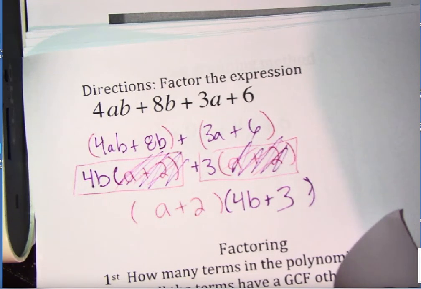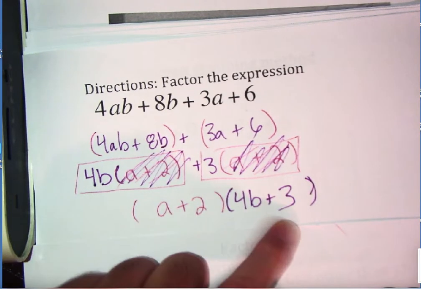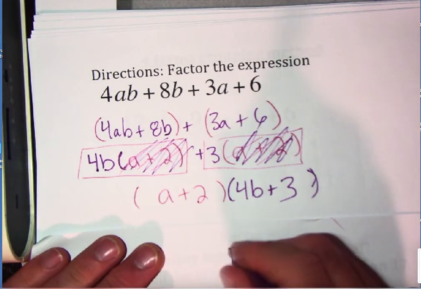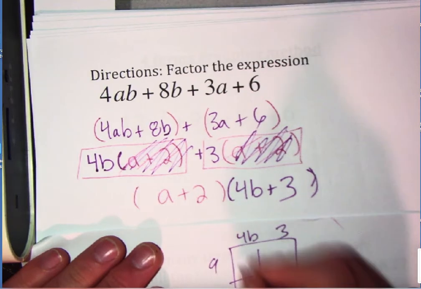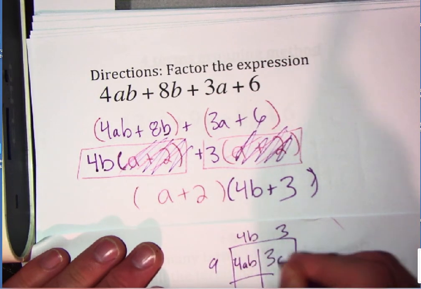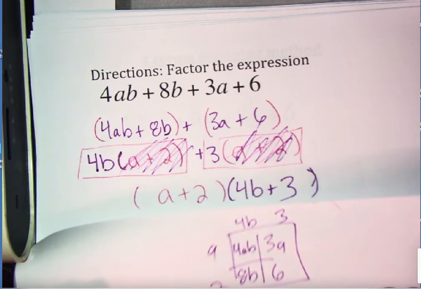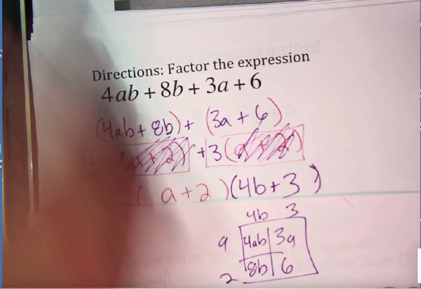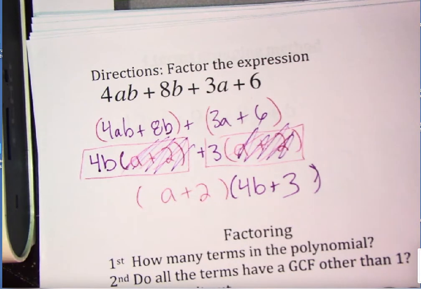And that is what it started with. A plus 2 times 4B plus 3. If we multiply them, we're going to get this. Let's just double check, right? I'm going to take the two parentheses, 4B plus 3, A plus 2. So if I do the math down here, do I have a 4AB? Yes. Do I have an 8B? Yes. Do I have a 3A? Yes. Do I have a 6? Yes. Oh, it worked!